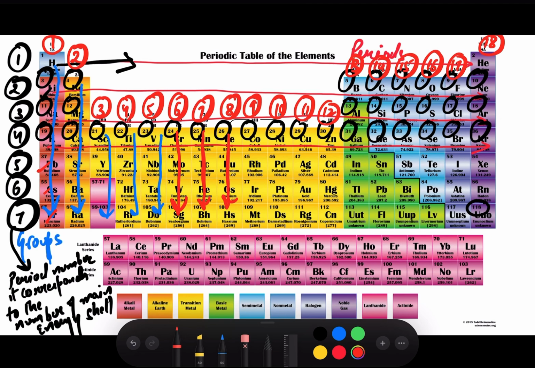So we are having altogether 18 groups and the 7 periods. In a group, we have the similar outer electronic configuration of the elements which are constituting that group. So the members of the groups will have the same outer shell electronic configuration.